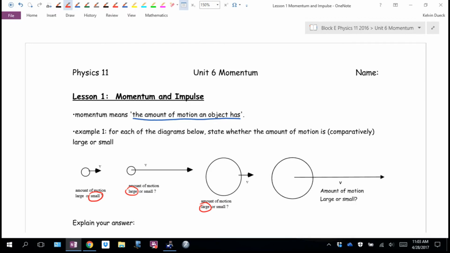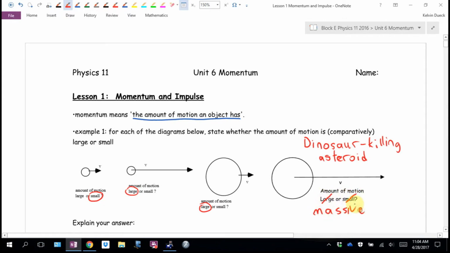Natasha, the worst ones are where you have a big mass and a big speed. As an example, dinosaur-killing asteroid. That thing we figure had about the mass of a football stadium, and it was moving. Large is wrong, small is wrong. Massive momentum. World-changing momentum. World-changing damage.